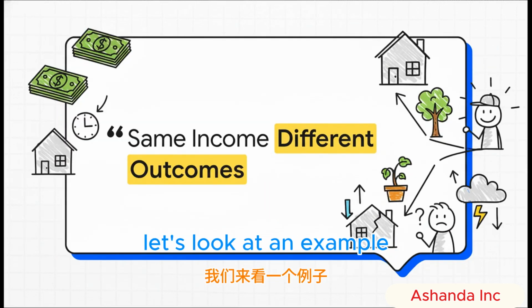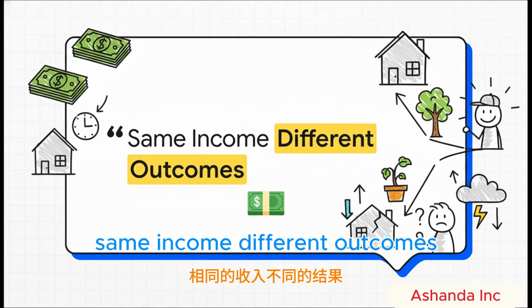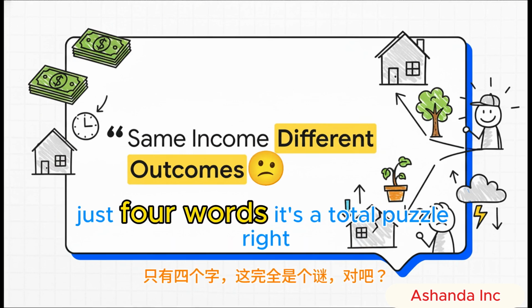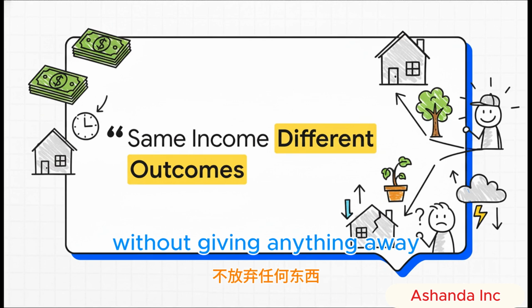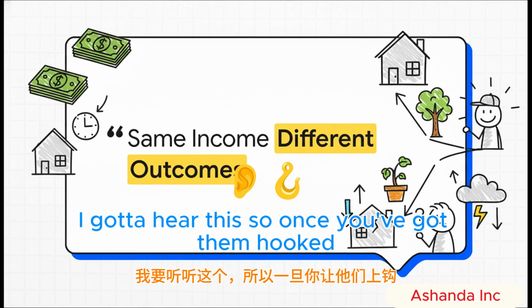Okay, let's look at an example. Imagine this is for a talk about money. Same income, different outcomes. In just 4 words, it's a total puzzle, right? It sets up this core tension without giving anything away. And it forces you, the audience, to immediately think, why is that? Okay, I gotta hear this.